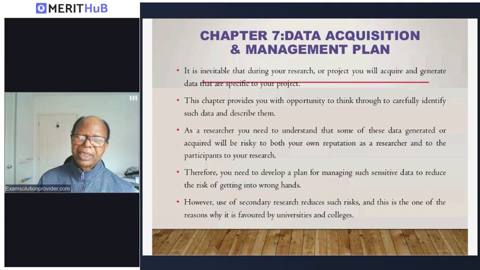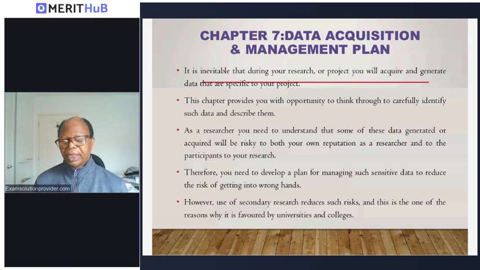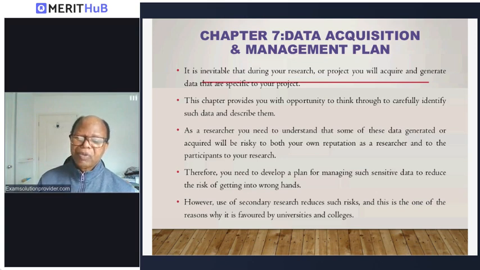Even if it's secondary research, you may still have data which you do not want to go into the wrong hands. Okay, so therefore you need to develop a plan for managing such sensitive data to reduce the risk of it getting into the wrong hands. However, the use of secondary research reduces such risks, and this is one of the reasons why it is favored by universities and colleges. Okay, so the risk is far lower.